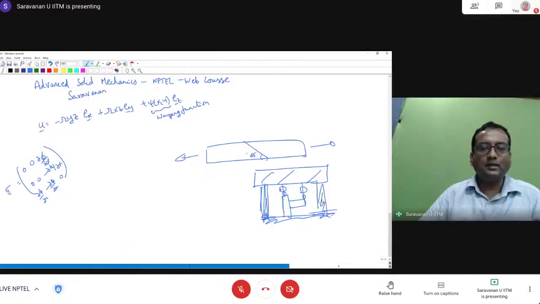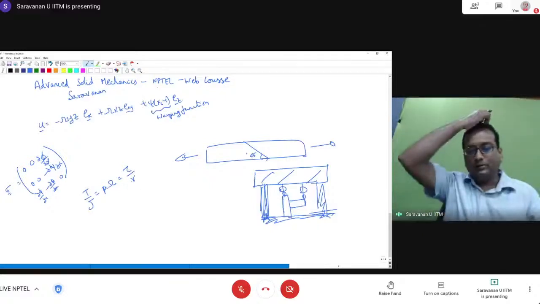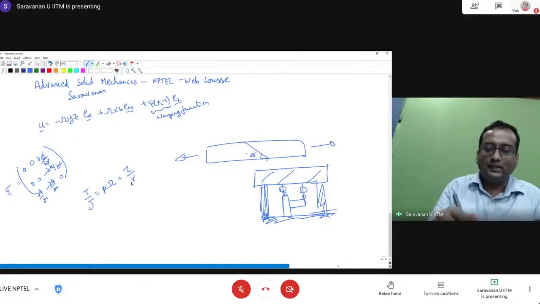The torsion equation is not as general as the beam bending equation. It holds only for closed sections, wherein there is this expression, T by J equal to shear modulus times the angle of twist per unit length, equal to the shear stress by R. It holds only for a closed section where there's a continuous flow of the shear stresses.